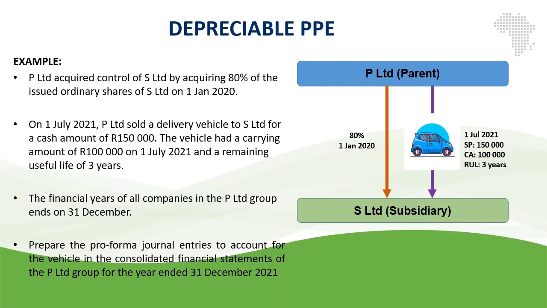We're now going to look at an example of a depreciable PPE, and once again our group structure is the same, but in this instance we've got the parent selling a vehicle to the subsidiary and it was sold for a selling price of 150,000. The carrying amount of this vehicle was 100,000 on the date of sale. The remaining useful life was also given as 3 years on the date of sale, and once again we are required to prepare the pro forma journal entries.